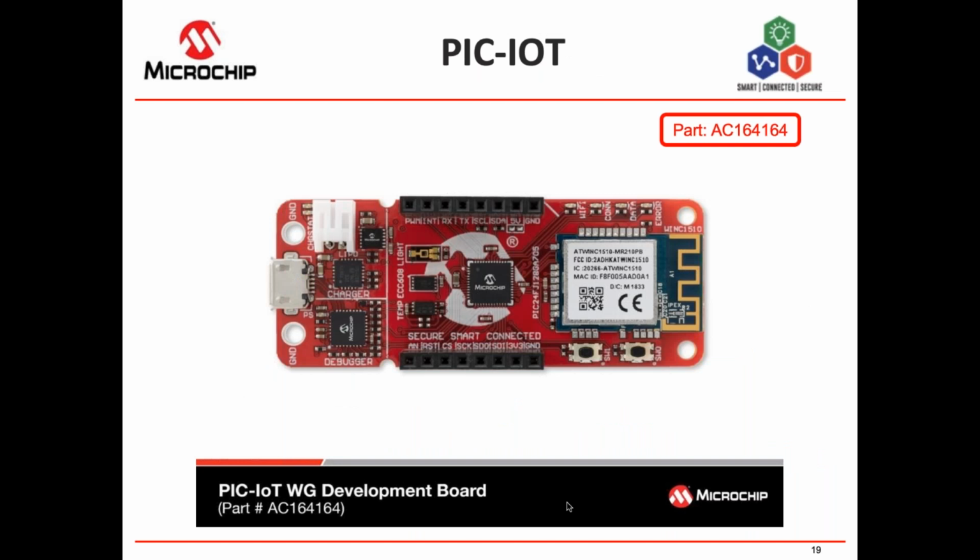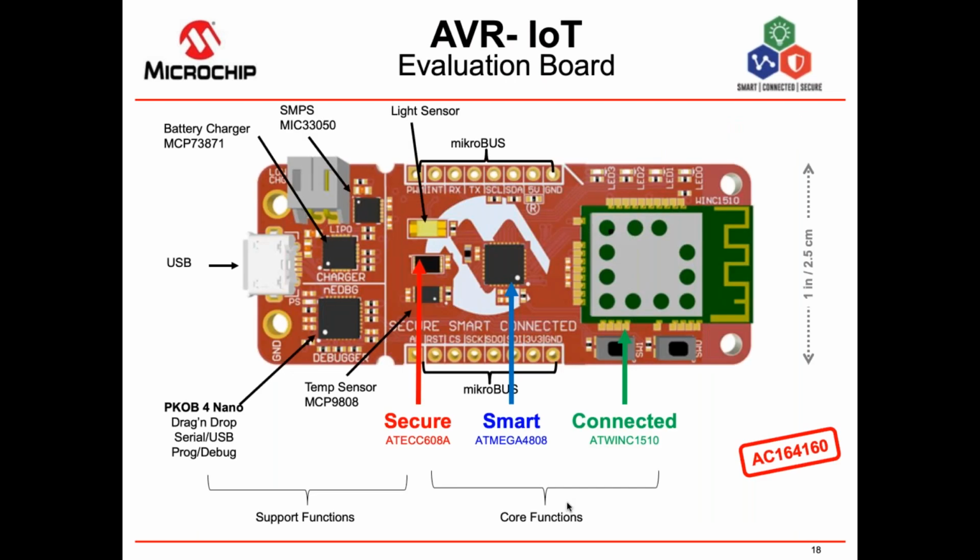This is actually a picture, and the previous one was more a drawing. The same board exists in two flavors. This one has a PIC, and this one has an AVR, but they are identical in all other respects. And what else did we put on this board to make your IoT prototyping fast? We added this portion on the left of the screen, where the USB connector is.